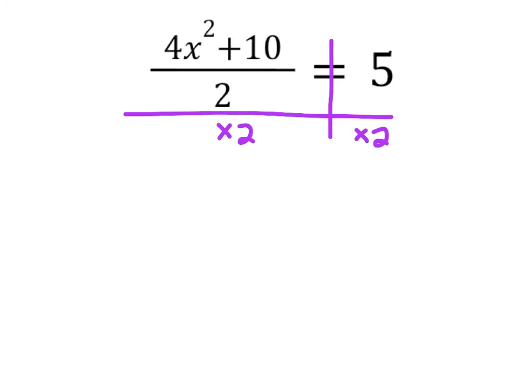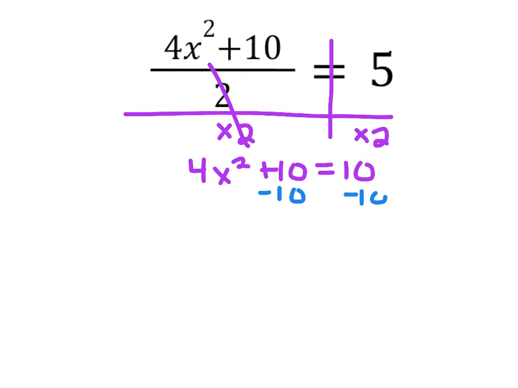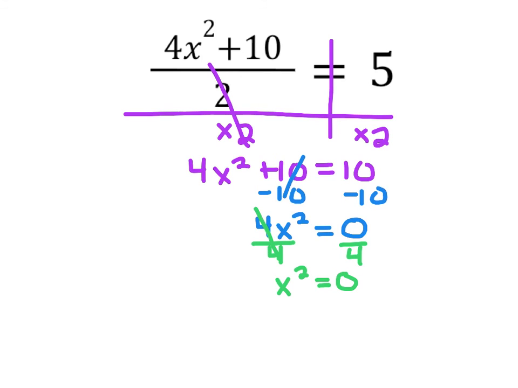Using our multiplication property of equality, which will result in 4x squared plus 10 equals 10. Undo our addition with subtracting 10 from both sides and our subtraction property of equality, resulting in 4x squared equals 0. The inverse of multiplying is to divide by 4 using our division property of equality, resulting in x squared equals 0. Our last step is to take the radical, so the square root of both sides.